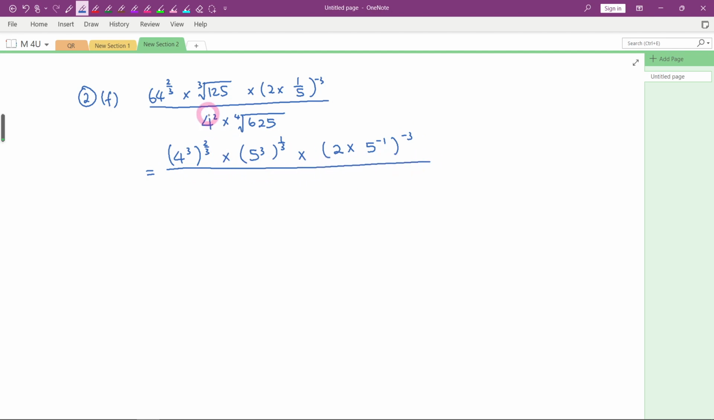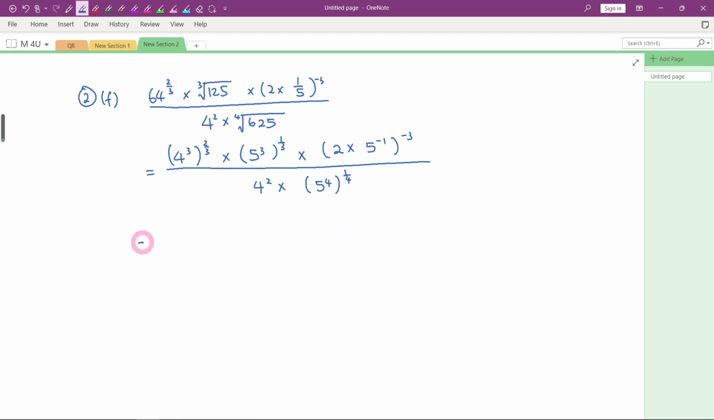This 4 square, you can write 16 if you want. Or if you don't want, you can just keep it as 4 square. Okay, so how about 6 to 5? 6 to 5 is equal to 5 raised to the power of 4. And this is 4th root, so I will write this way.